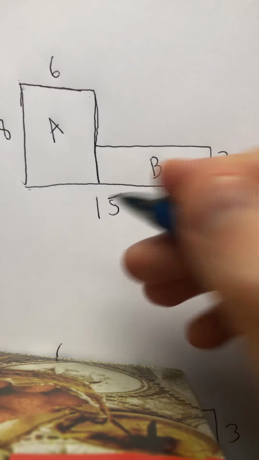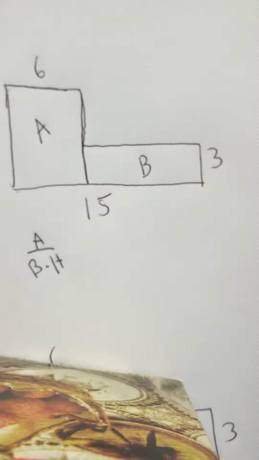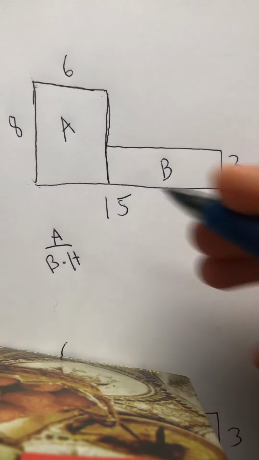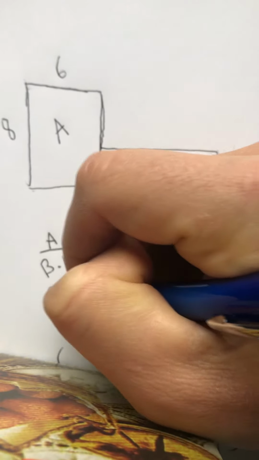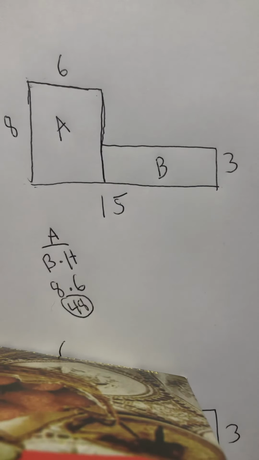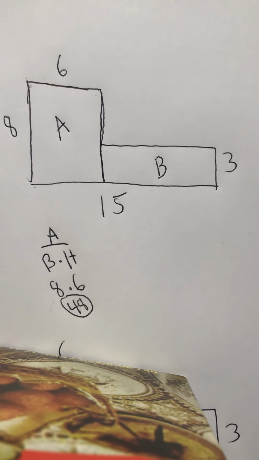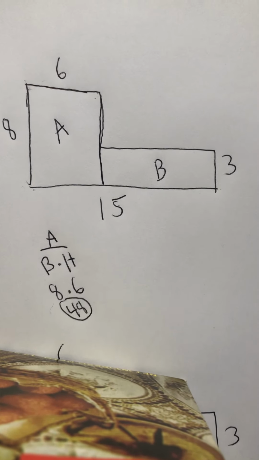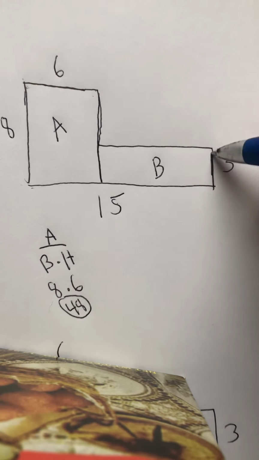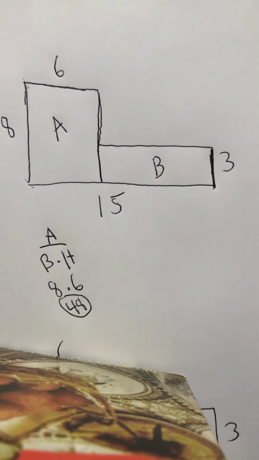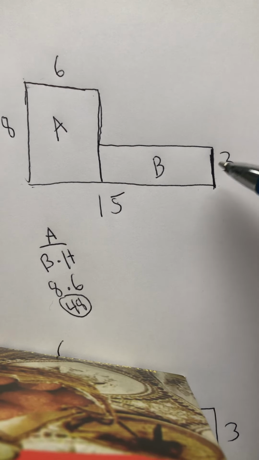For shape A, I'm going to put base times height, and I know my 8 and 6, I'm going to multiply and get 48. So that 48 is the area of shape A. That is only one part of this shape. Now I'm going to look at shape B. Now 3 is obviously right here, the height. Very easy to see that that 3 is here.